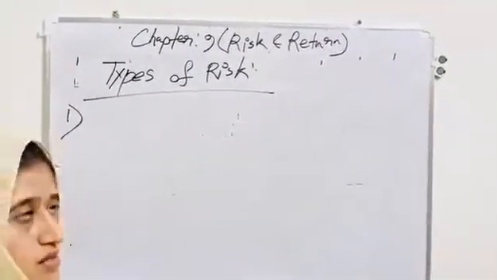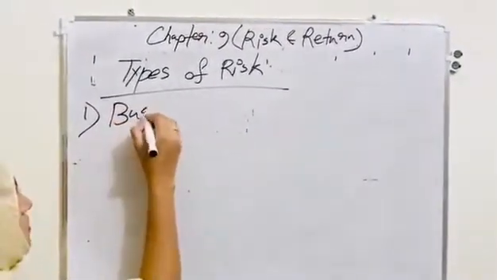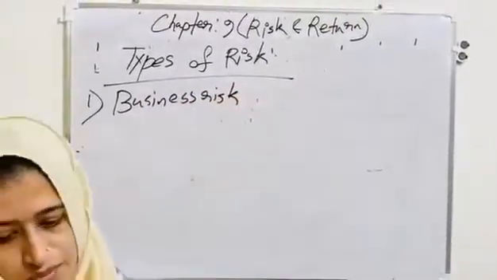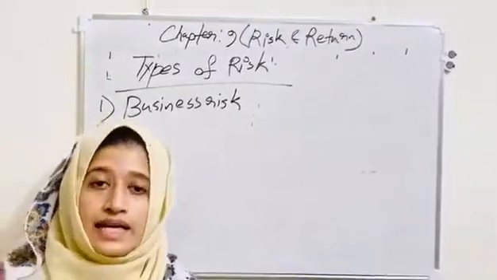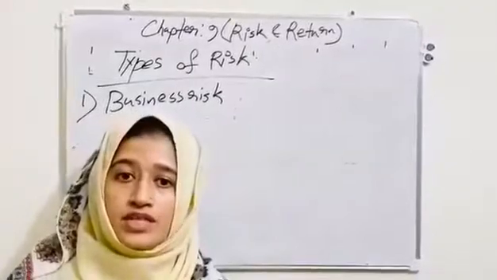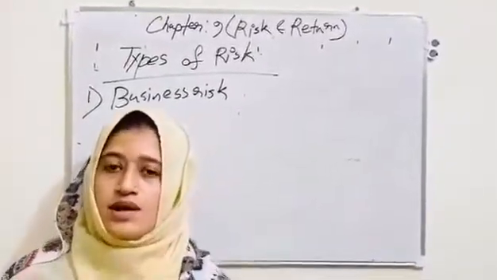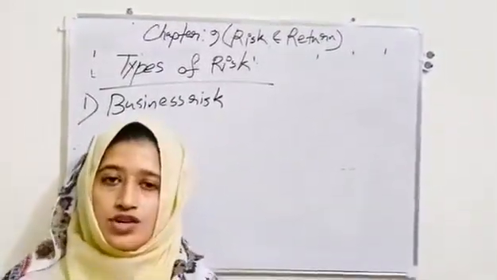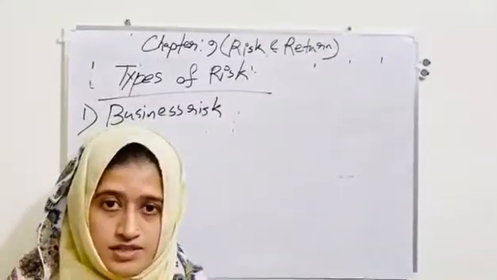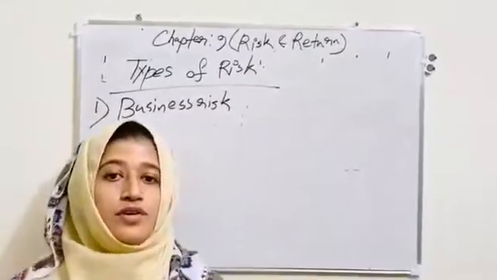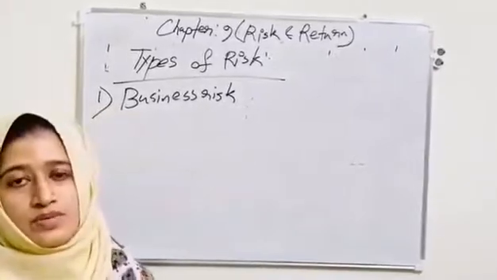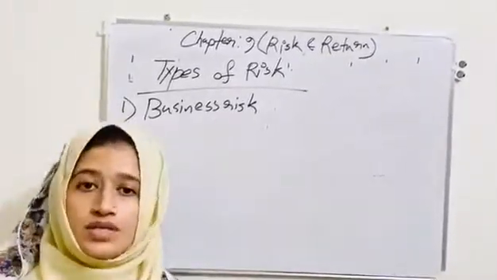First one is business risks. A business risk is the inability to cover a firm's or organization's operating cost. That means office rent, utilities expenditure, wages, or raw material purchasing cost. When a firm faces difficulties or inability to cover this type of expenditure, then they will face the business risks.